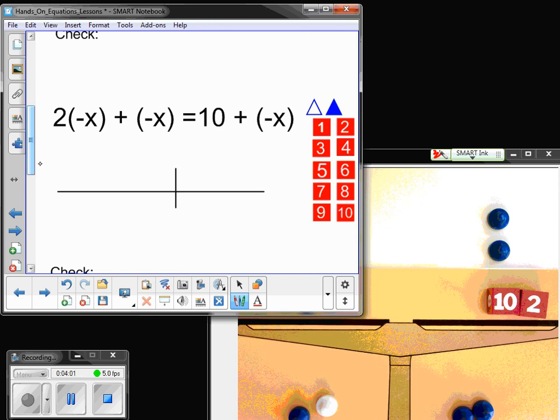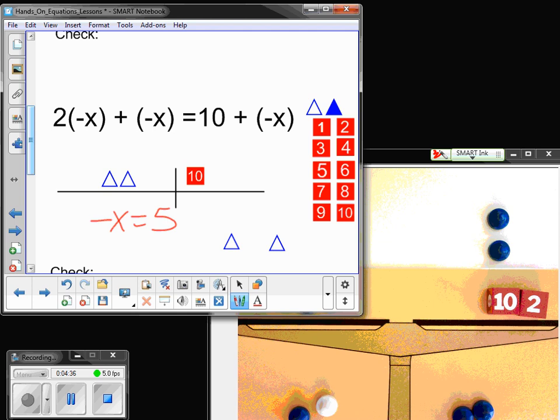Well, here's our next problem. I've got 2 times the opposite of x plus the opposite of x equals 10 plus the opposite of x. Well, we know the opposite of x is our star. So I've got 2 star symbols, which is 2 of the opposite of x, plus another one, equaling 10, and adding the opposite of x. Now I could remove 1 from both sides. We know we can do that. We're allowed to do that. So I've got 2 of these opposite of x's equaling 10. So it tells me that the opposite of x is 5.